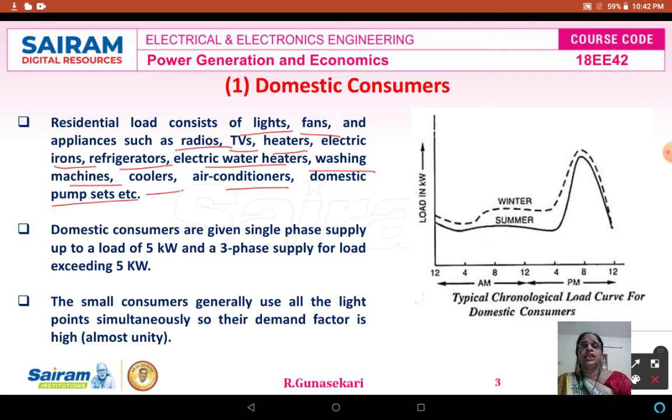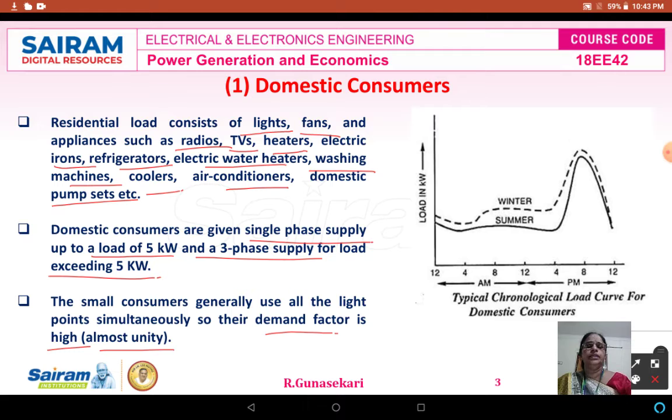The domestic consumers use both single phase power supply and 3-phase power supply. Single phase power supply means the load is up to 5 kilowatt only, that is the maximum. The 3-phase power supply means the load is above the 5 kilowatt. The small type of domestic consumers use all the light points, therefore the demand factor is high. High means unity, that is 1.